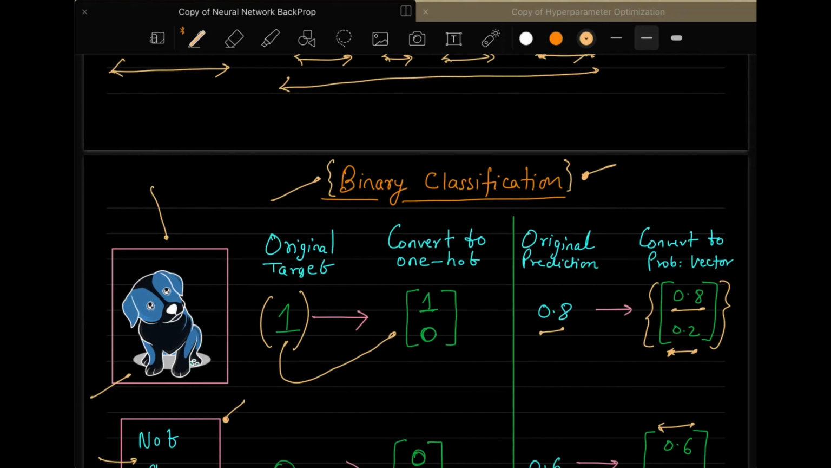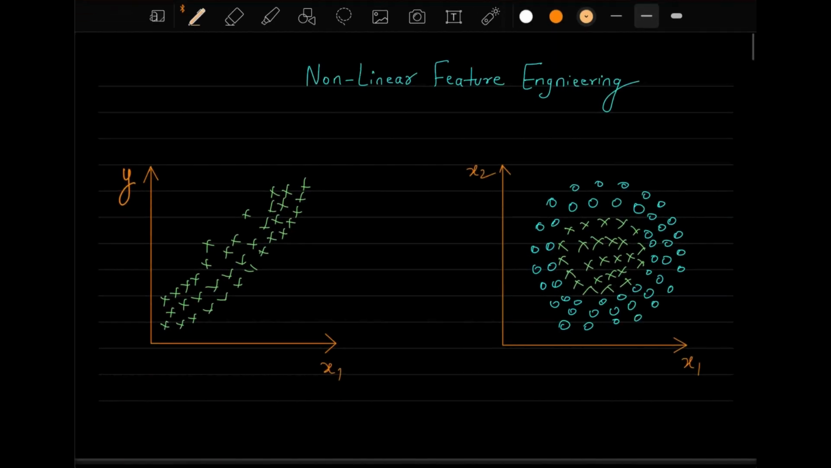Okay, so once this is finished, let's move to our next topic. Now we will discuss some hyperparameter optimization techniques in neural networks. And before going into the hyperparameter optimization techniques, I want to discuss some curves related to neural networks.